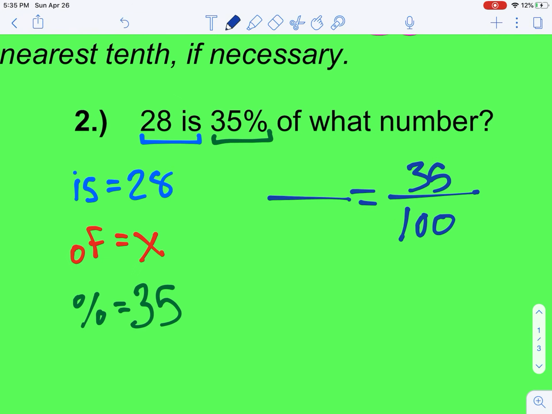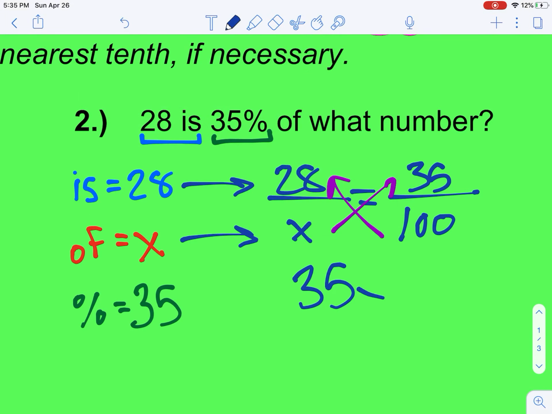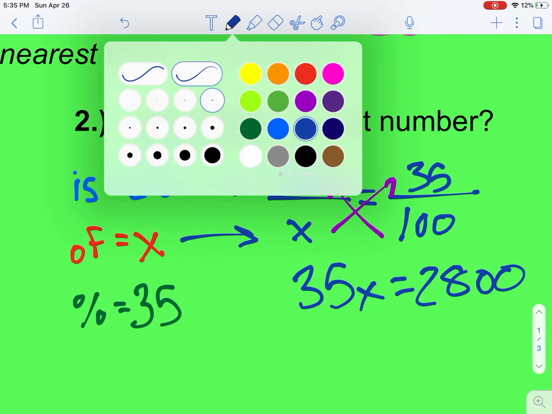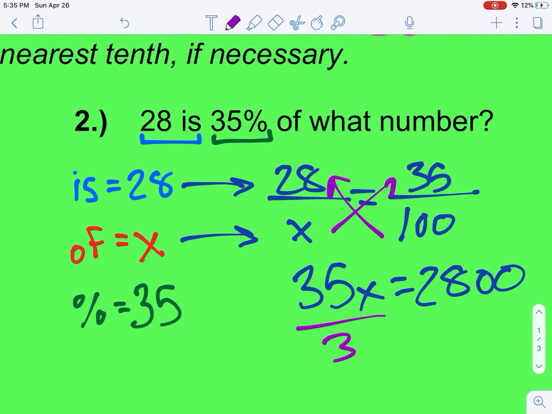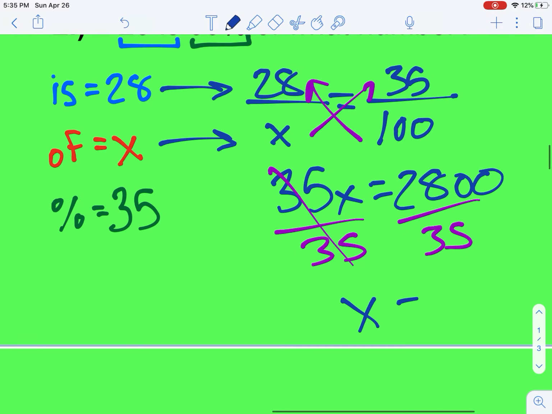My is goes on the top, which is 28. I'll just slide it over. And my x goes on the bottom because that's the of. I can just slide that one over as well. Now I cross multiply. 35x equals 2,800. This time I'm dividing by 35. Those 35s cancel out, and x equals 80.